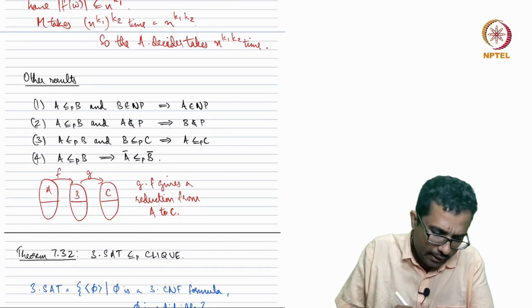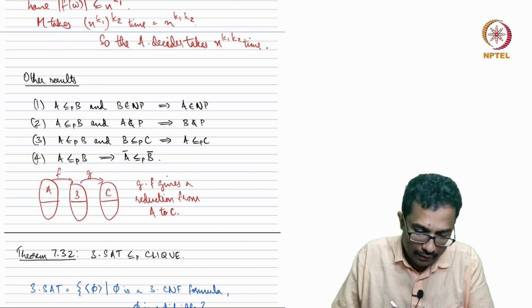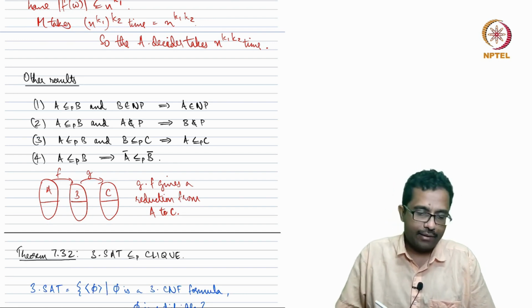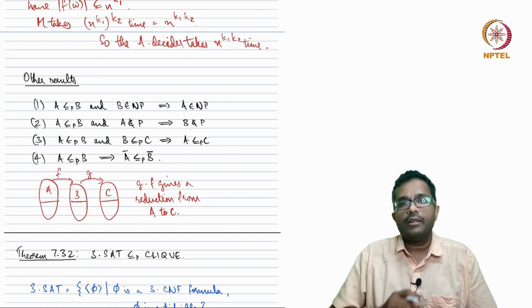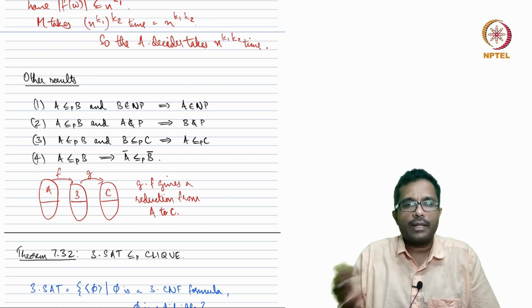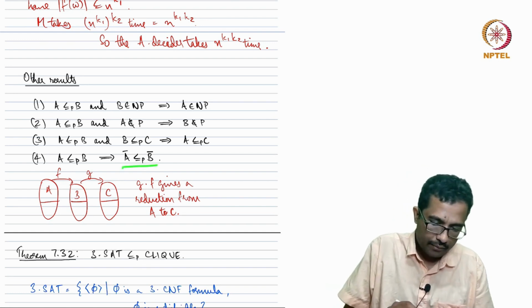Finally, one more thing I want to say: if A reduces to B in polynomial time, then A complement reduces to B complement. Basically, the same reduction function does what we want, because anything from A complement maps to B complement, and anything from A maps to B. So the same function serves as this reduction as well.